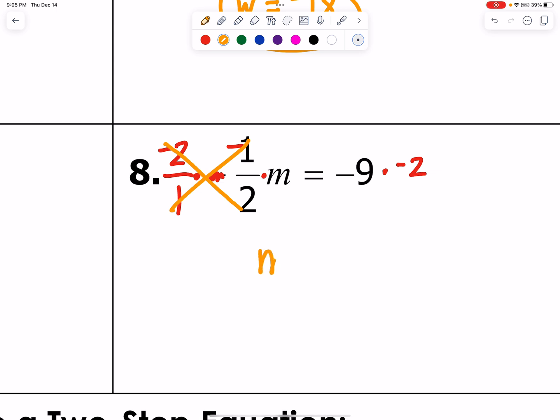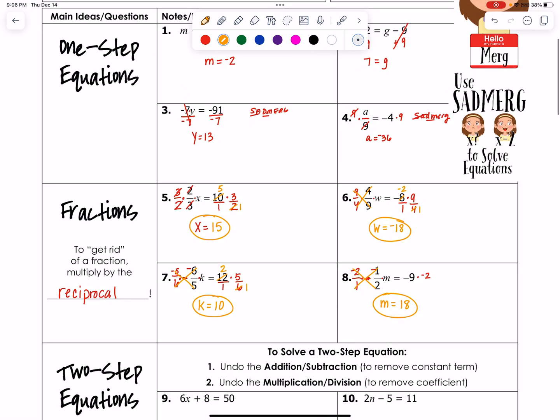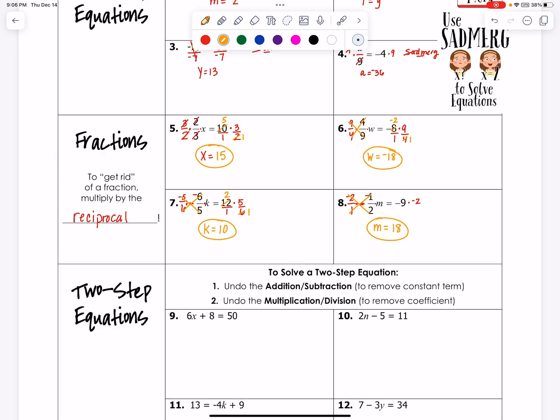So we're left with m equals, what's -9 times -2? Okay, hate to hate, we actually love. So we have a positive 18. Okay, and there we go. All right, so that's how you handle one-step equations with whole numbers and positive, negative integers, as well as rational numbers, fractions.